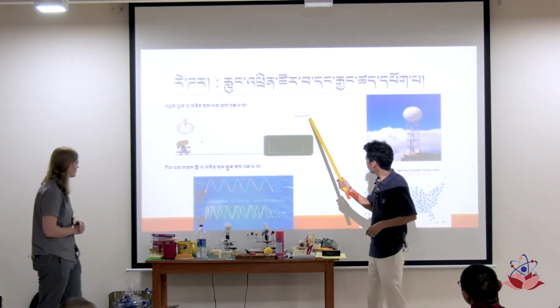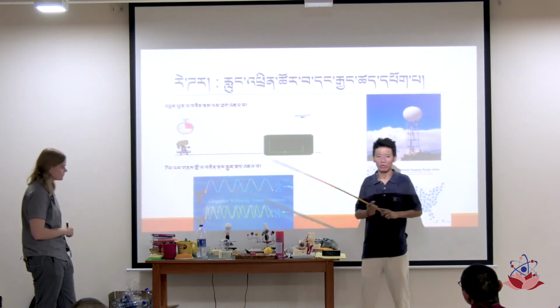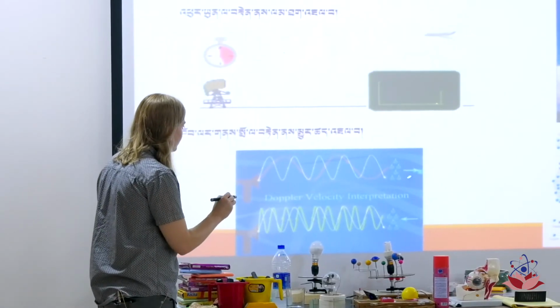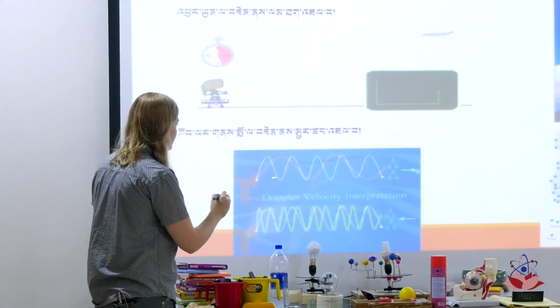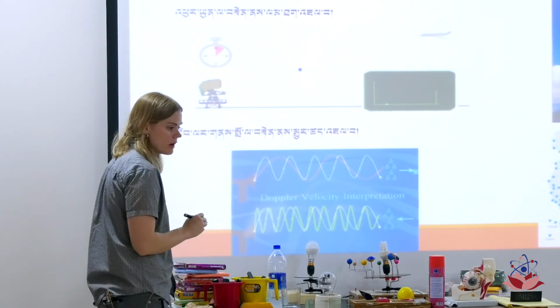So this is a slightly more subtle effect, but the idea is if something is moving away from you and it's emitting waves, then you'll perceive the waves it emits as being longer than what they actually are.